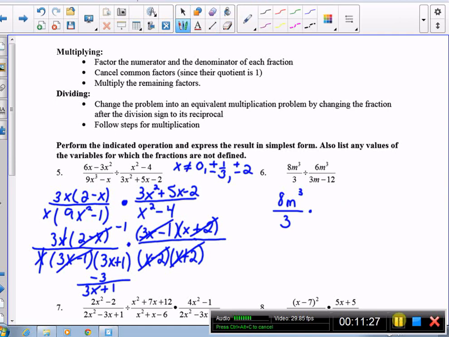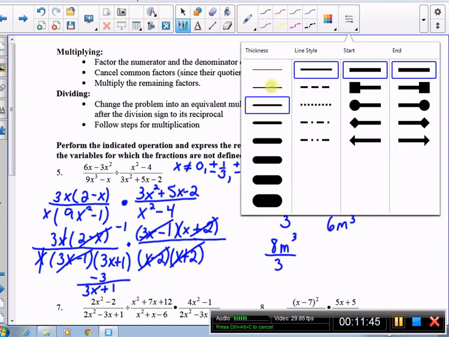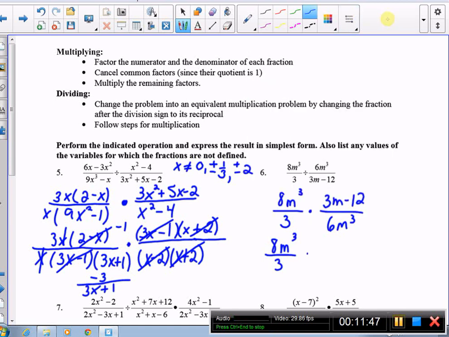Okay, so then we have 3m minus 12 over 6m cubed. So we can factor the 3m minus 12. Make my pen a little smaller. 2m minus 4, and then we are ready to do some simplifying.